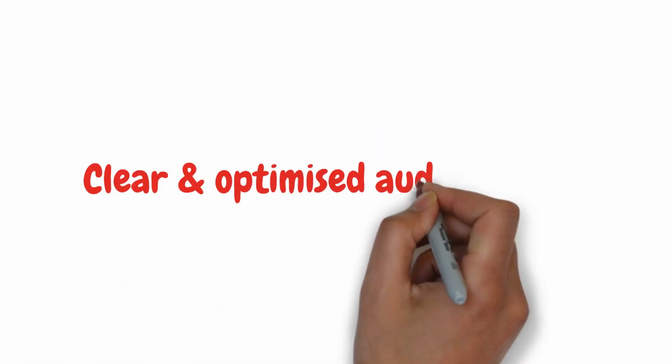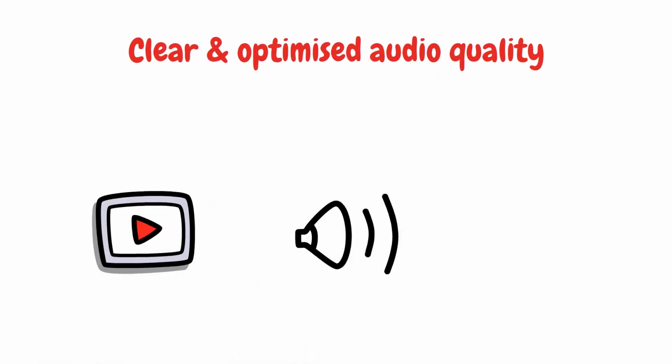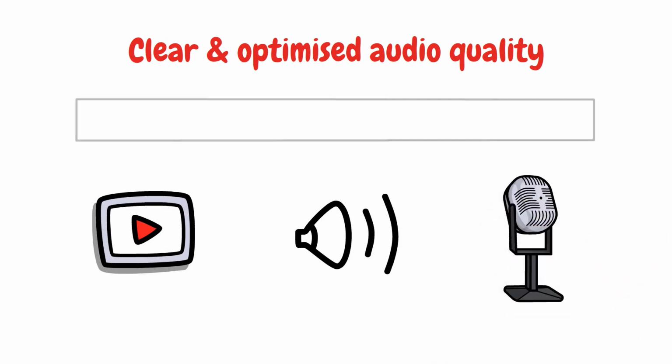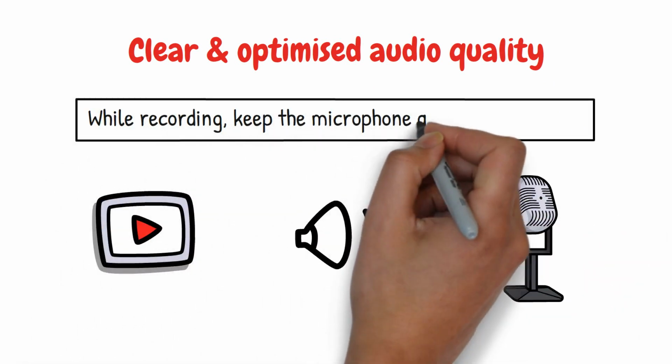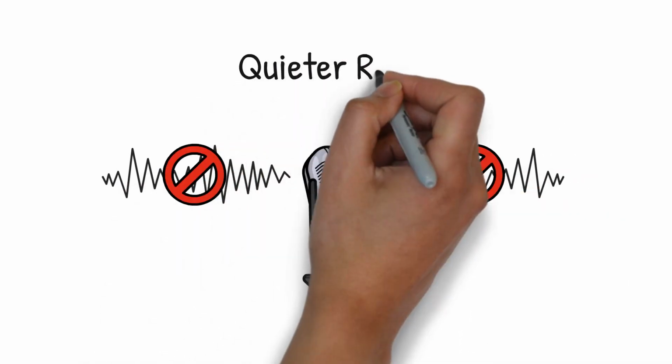Clear and optimized audio quality. Like professional video quality, audio quality is equally important and is easily achievable with the use of a decent microphone. While recording, keep the microphone as close as possible. A microphone sometimes picks up background noise. Eliminate any such unwanted sounds by recording in a quieter room.